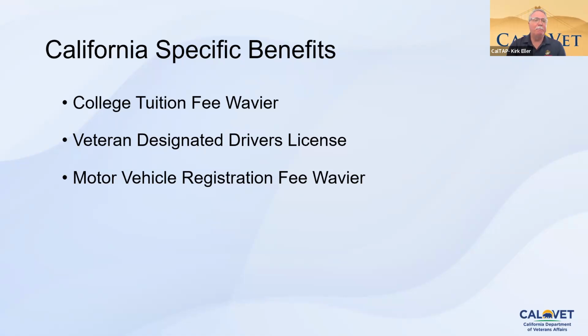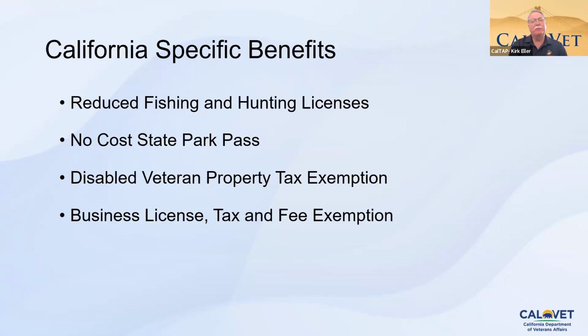So I'm not going to go into the hunting and fishing and the no-cost parks pass because my colleague, like I mentioned, Sean, is going to be going into detail about this. But I would like to mention that the disabled veteran property tax exemption and the business license exemptions do require a 100% service-connected rating from the VA. To access more information about that, I encourage you to contact your local county tax assessor's office where you pay your taxes, because each county has a specific exemption based on where you pay your taxes. Next slide, please.